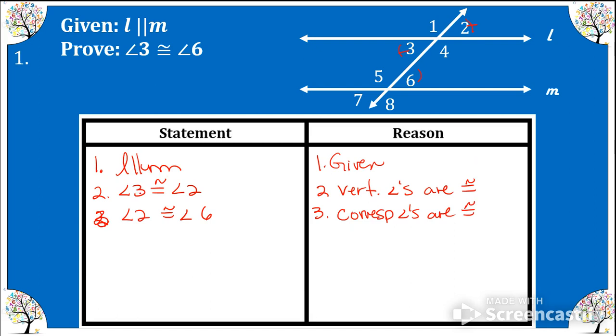And since angle 3 is congruent to angle 2 and angle 2 is congruent to angle 6, we can conclude that angle 3 is indeed congruent to angle 6 because of the transitive property. That is a little messy there, sorry about that. Okay, so that is our first proof.